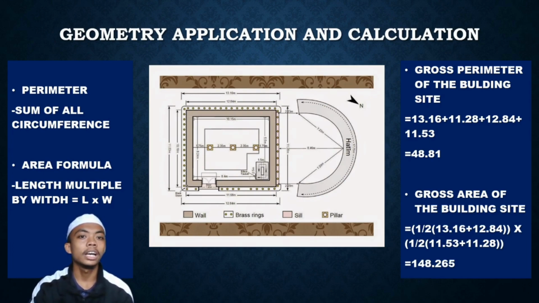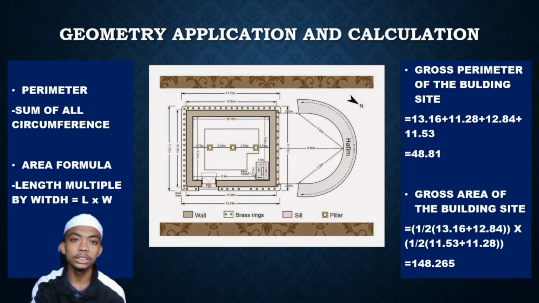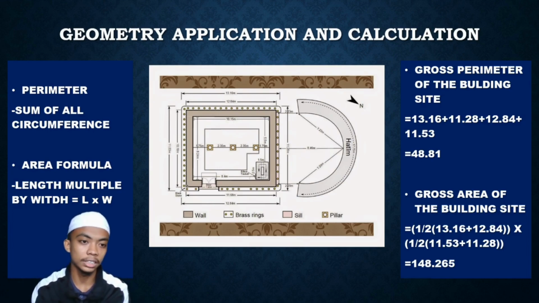For the second one, I apply the area formula for this part. The area formula that I write on the page is length multiplied by width. For the calculation of the area formula, we can see at the bottom right of this page. The equation is about the area of the building site. If we look again at the length of each side of the building in the picture, it has different side lengths. So I just did a rough calculation instead.